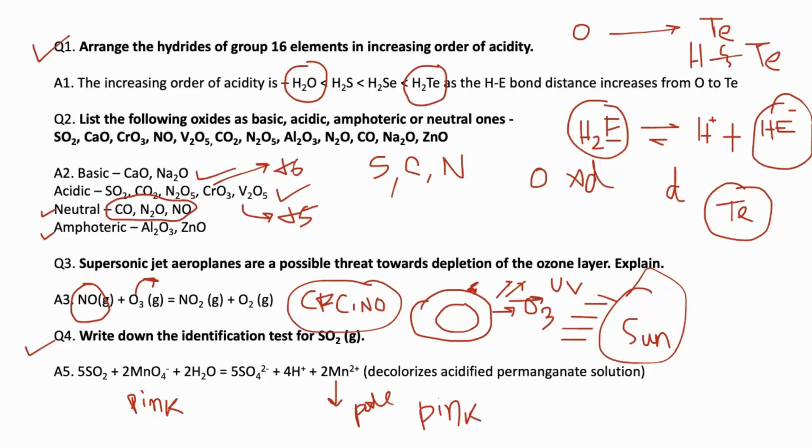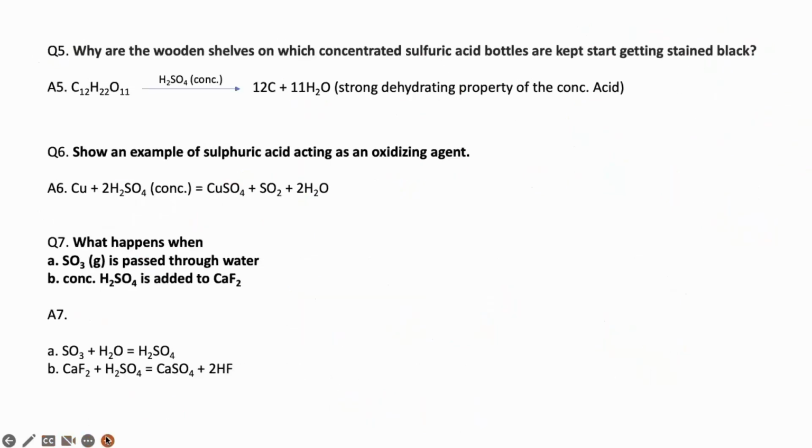So that's how SO2 is detected, or it is the SO2 identification test. The next question is, why are the wooden shelves on which concentrated sulfuric acid bottles are kept getting stained black? Suppose there is a bottle of concentrated sulfuric acid, and this is the rack on which it is kept, and it is a wooden rack.